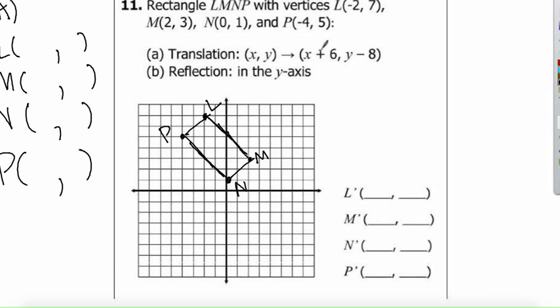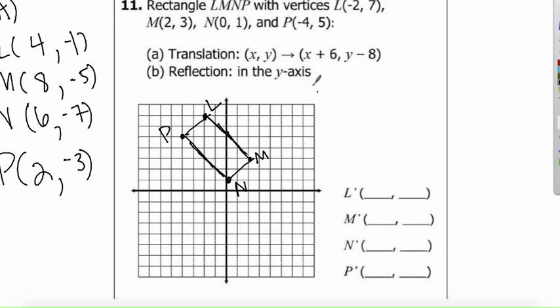So I'm going to do -2 + 6 is a +4. 2 + 6 is a +8. 0 + 6 is a 6. And then -4 + 6 is 2. Then when I look at the y's, I've got 7 - 8, which is -1, 3 - 8, which is -5, 1 - 8, which is -7, and 5 - 8, which is -3. So that's where the points are going to be once I translate it all over the place.